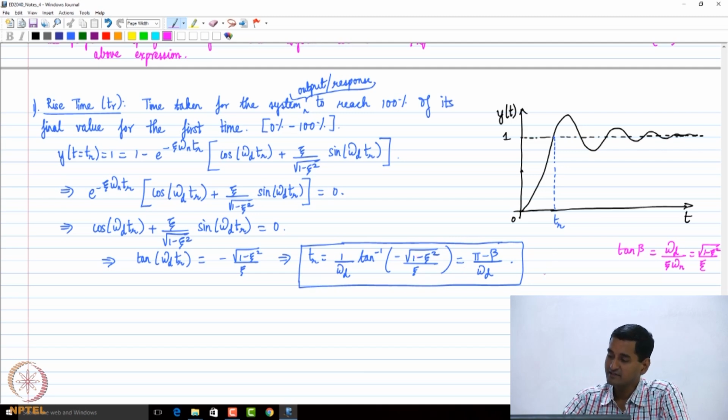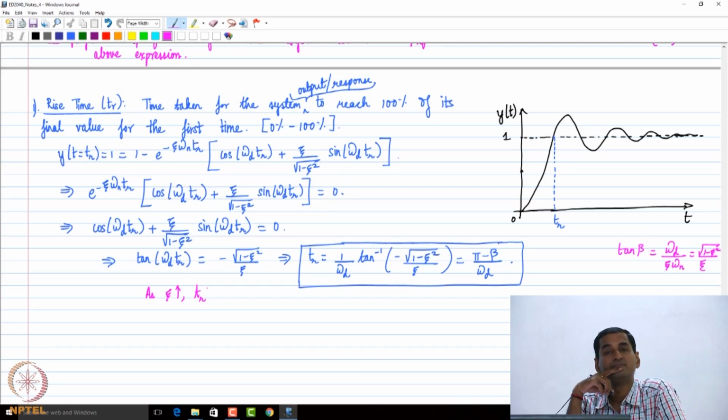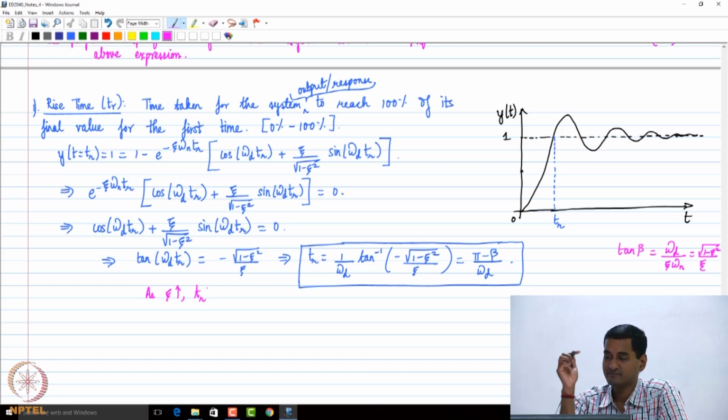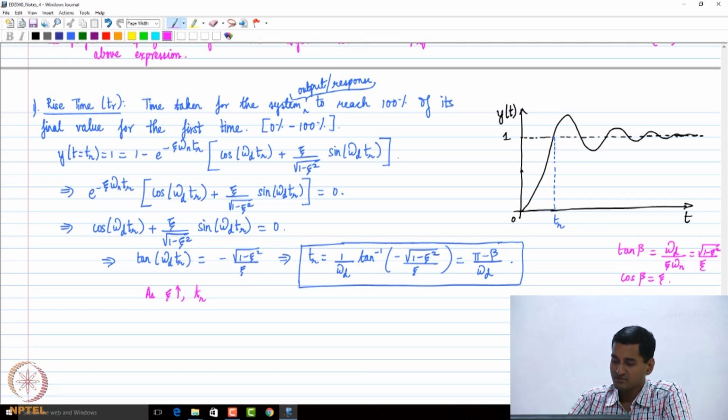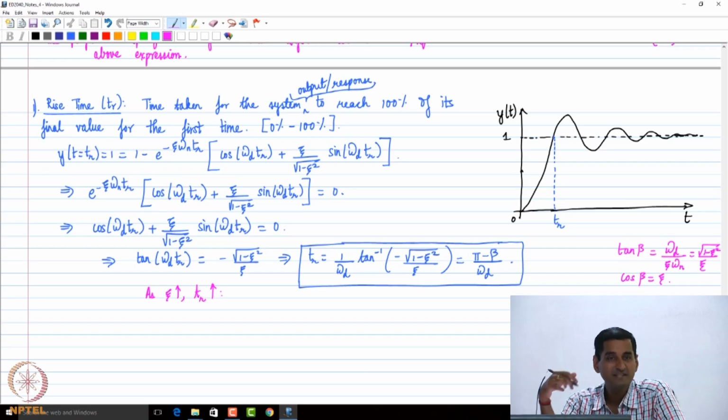Immediately we can observe that as zeta increases, what happens to rise time? See, as zeta increases, what do you think happens to beta? Zeta is cos beta, right? As zeta increases, beta decreases. Then what do you think happens to rise time? It increases, right? So of course omega d is there, but then you will see that the net effect will be an increase in tr.